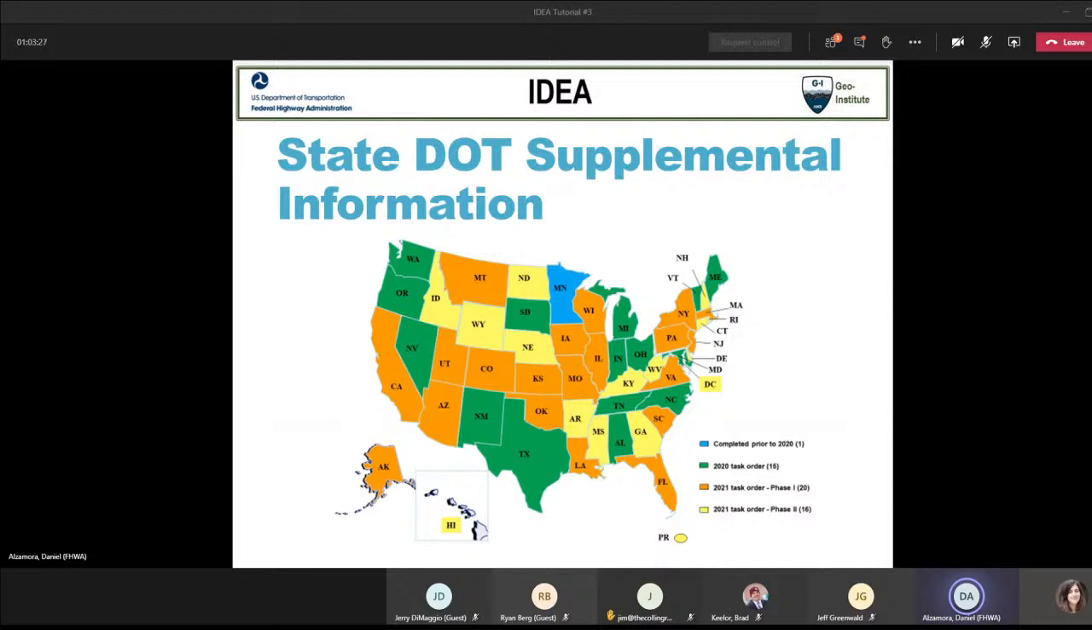But when I do have that funding, we'll put together that effort and finish off the 52 states and territories that are covered by federal highways. So at the end of all this work, we'll have all 52 reports that summarize the supplemental information for every single state and territory in the country.